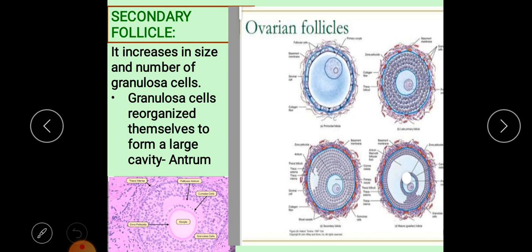The next is the secondary follicle. First, we will show the diagram of the primary follicle again. Recall that there is slight development of the granulosa cells, and several layers develop around that oocyte. A thecal formation is also developing, and inside there is the primary oocyte.